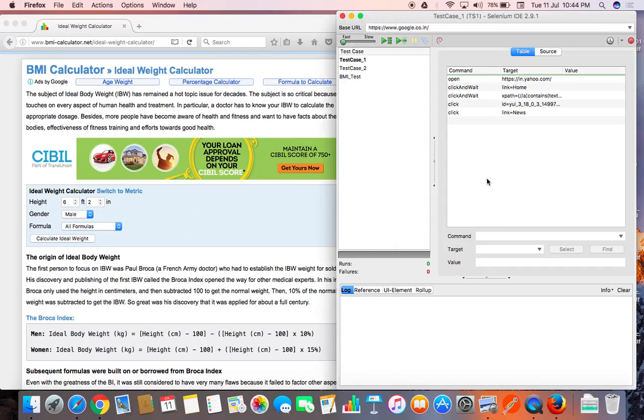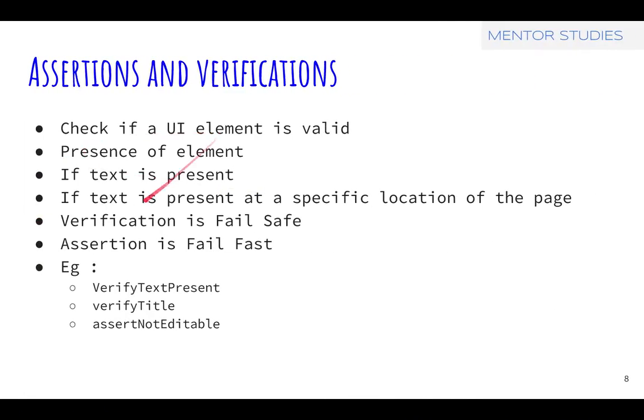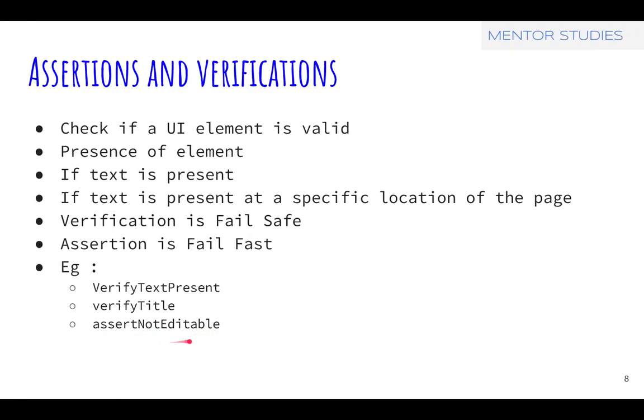So Selenium IDE has certain functions which we can select from here, the command. Okay, you need to select this. You can go to the command and you can assert. If the assertion fails, then the test case fails. So there is one difference between assertion and verification. Verification is fail safe. Even if the verification fails, it's going to give you the log that this thing has not been verified, the element is not present. But it will go ahead and run the next script. Okay, but if the assertion fails, it will fail the entire test case. Okay, so some of the examples are verify text present, verify title, or assert not editable. If a text box is disabled by default, you can check that using this method.